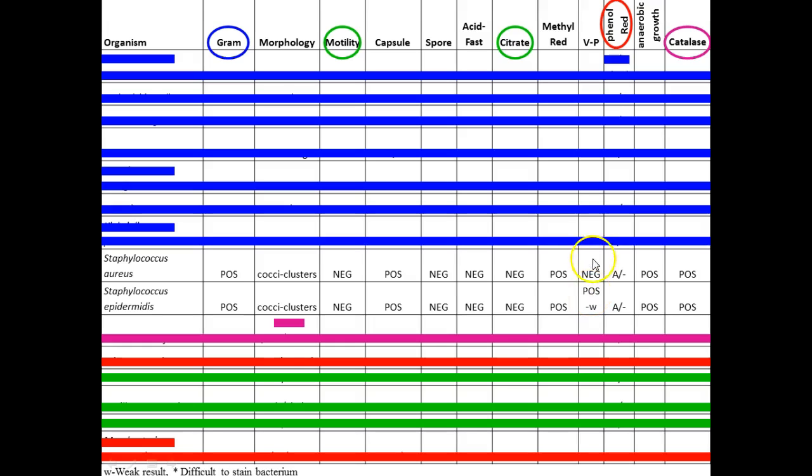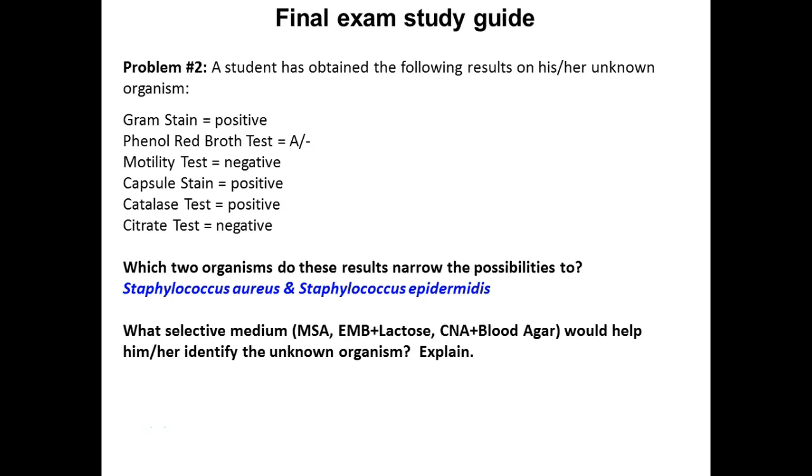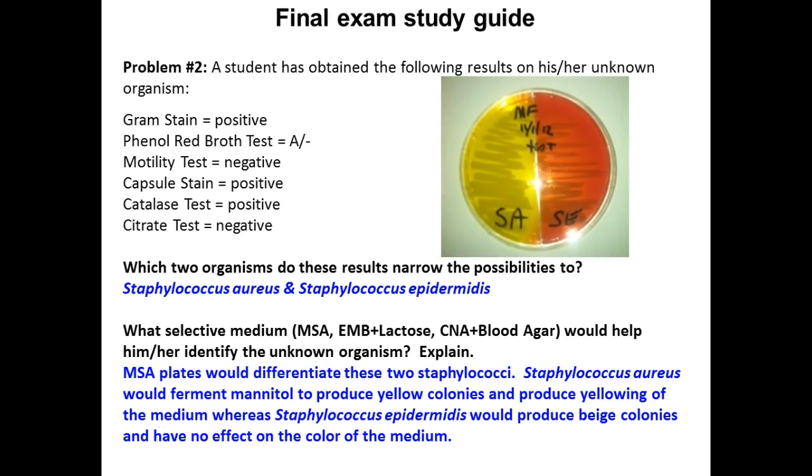BP is what we could narrow it down to, but we would want it to be just one test to determine the difference. So we would also use one of our selective media. Which one's going to help you out with this? MSA? Yeah, you could do that one. Staph aureus does ferment where Staph epi doesn't.